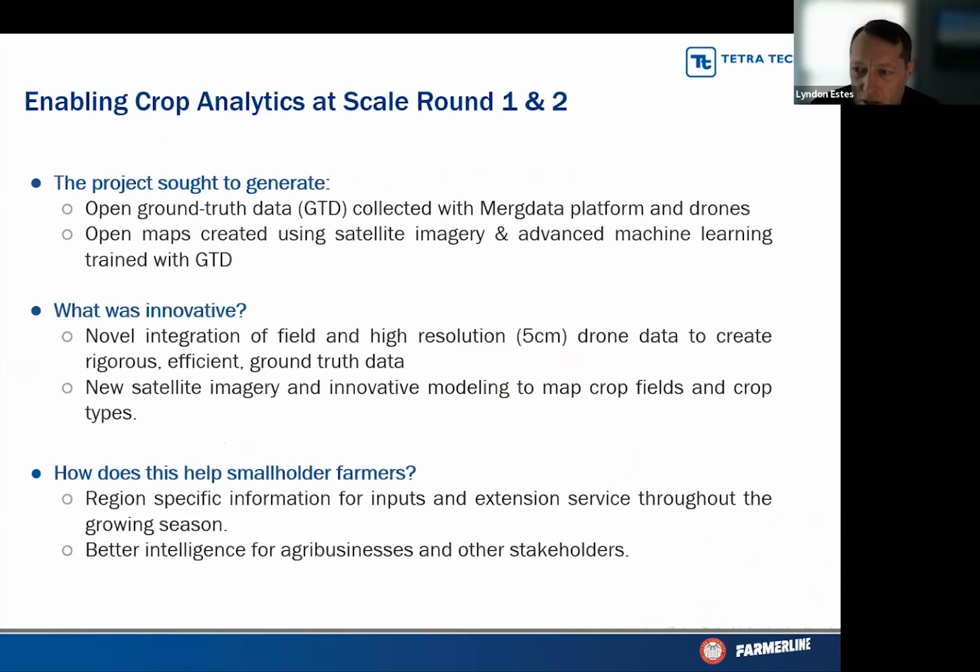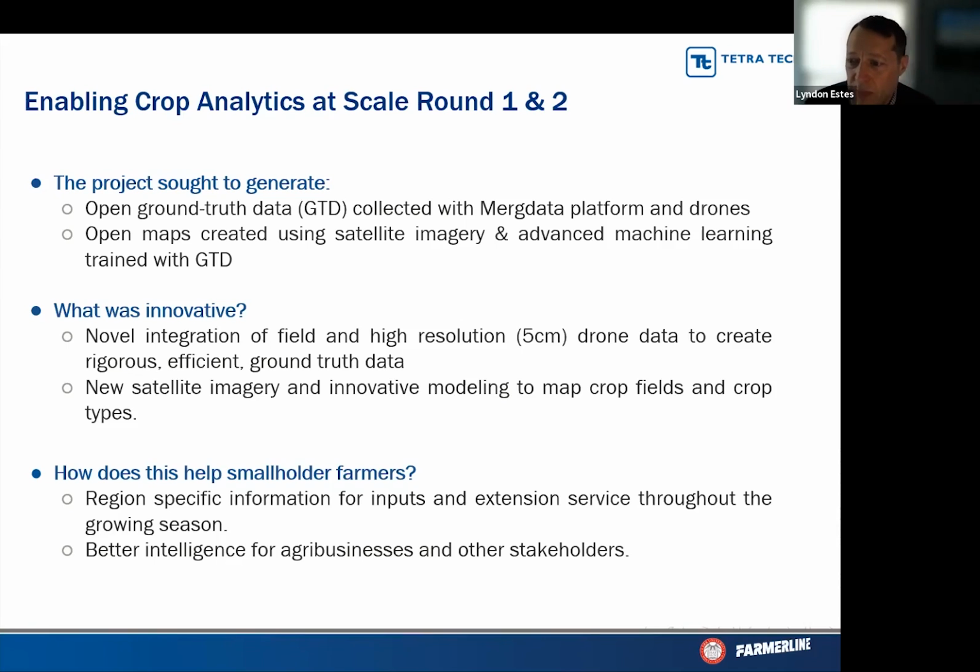Next slide, please. So our project, which is now in its 2nd phase, seeks to generate 2 key openly available data sets, one of which is ground truth data on crop types collected using Farmerline's innovative Mergdata platform, as well as with drones. And the other is complete maps of crop types created using satellite imagery and advanced machine learning trained with those ground truth data. So the project has 2 innovative features. The first is a novel use of both field collected and drone data to create a rigorous, efficient set of ground truth data. The second is the use of new sources of satellite imagery and the latest machine learning techniques to develop agricultural maps.